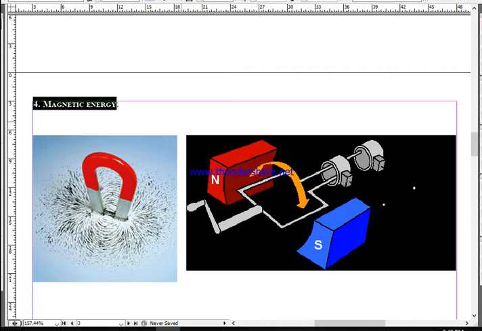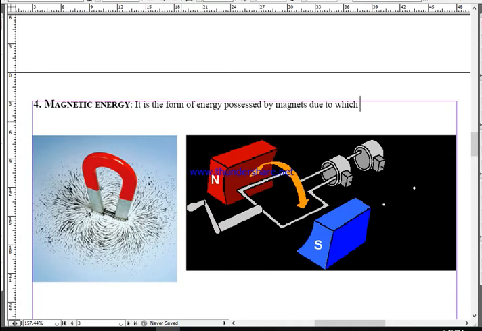Magnetic energy is the form of energy possessed by magnets, due to which like poles repel and unlike poles attract. A magnet has a north pole and a south pole. If you try to bring the north pole of one magnet to the north pole of another magnet, they move away. But if you bring the north pole of one magnet to the south pole of another magnet, they come closer to each other. That force is due to magnetic energy.